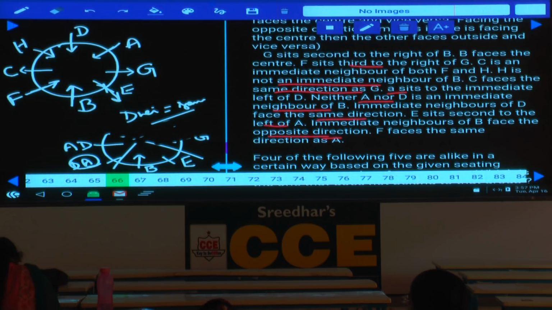And total how many are towards the center? 1, 2, 3, 4, 5. 5 are towards the center and 3 are away from the center. Done with this? Now this is about question number 66 to 70. Let's write down this arrangement, then let us discuss about 71 to 75.